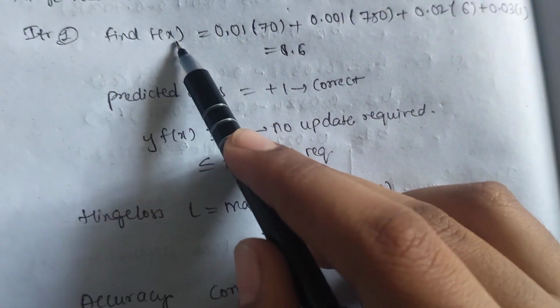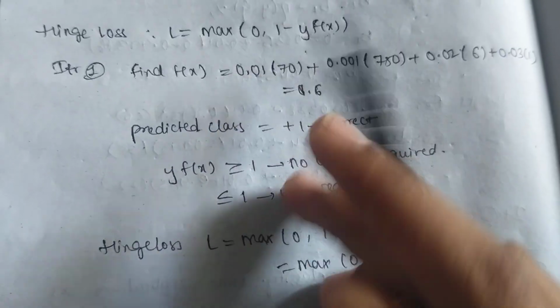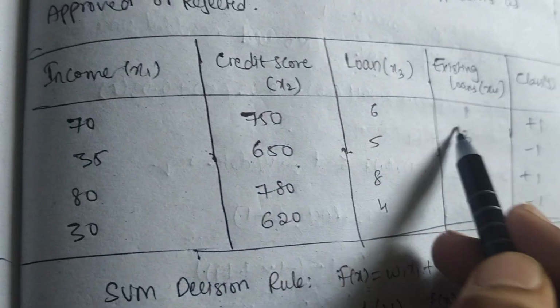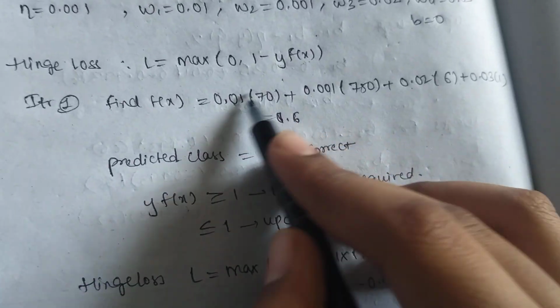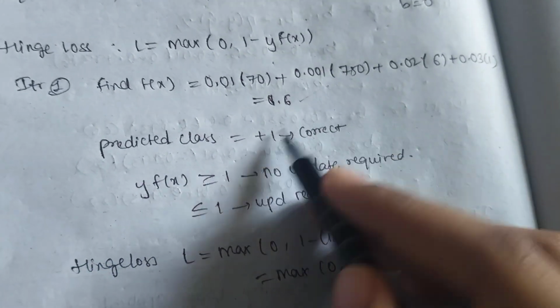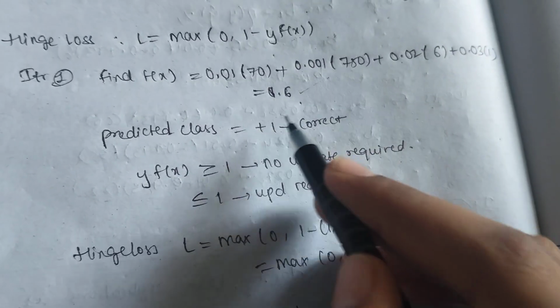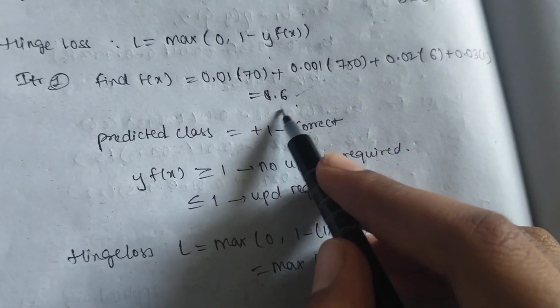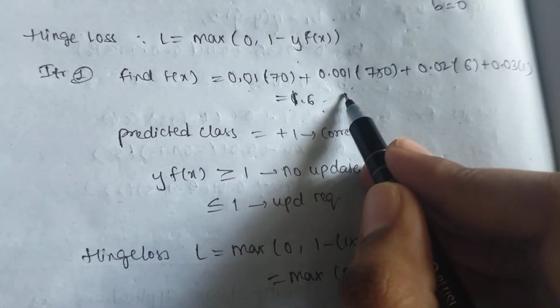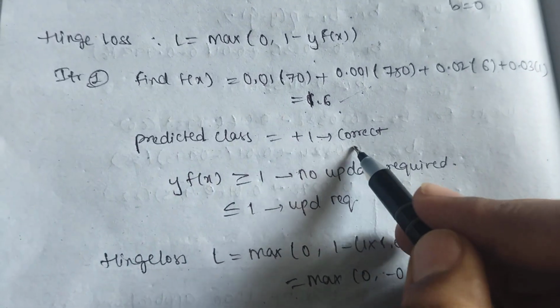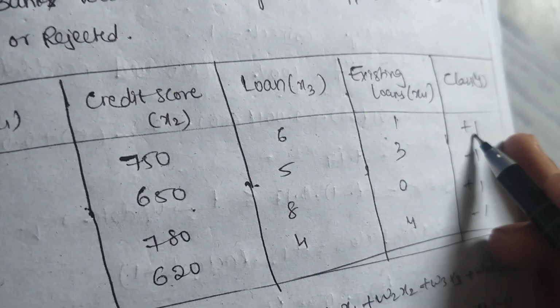We will be understanding the case. First let us find f(x) using the first row. This 70, 756 and 1 is the data of the first row. So we'll be substituting all this in f(x). After finding f(x), this is 0.6, right, this is 0.6, which means it is 1.6. That means it is +1. The predicted class gave you +1, and the actual value was also +1. That means you were correct.